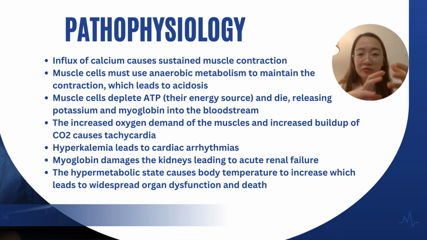So, in order to maintain the contraction, the muscle cells then use the anaerobic metabolism pathway. And as we all know, if the body uses anaerobic metabolism, it produces lactic acid or acidosis. The muscle cells then deplete the ATP, or the energy source, and die. As these cells degrade, they release the potassium and the myoglobin into the bloodstream. So what happens when potassium is released into the bloodstream?